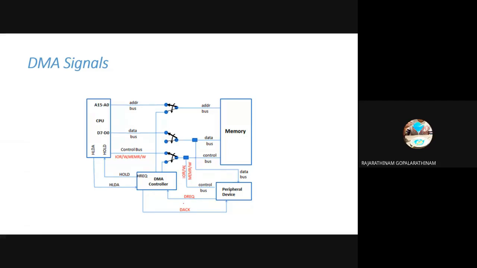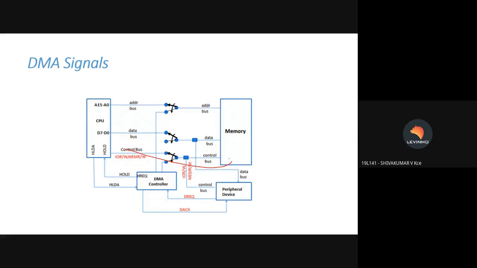Now you can clearly visualize what the DMA operation is going to perform here. Now the address bus, data bus, and control bus are in the control of the microprocessor. The address bus of the processor is connected to the memory address bus, the data bus to the memory data bus, and the control bus to the memory's control bus.